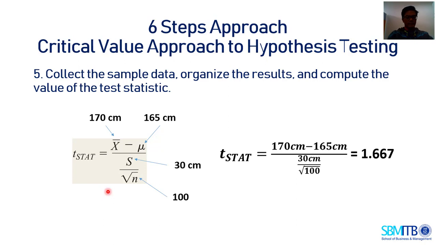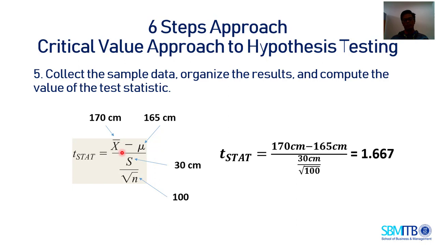Okay, let's go to the fifth step. Collect the sample data, organize the results, and compute the value of the test statistics. Now, the formula that we have is the t-statistic. The t-stat is used especially when we don't have any information concerning the population standard deviation. Let's just apply the formula to get the t-stat value.